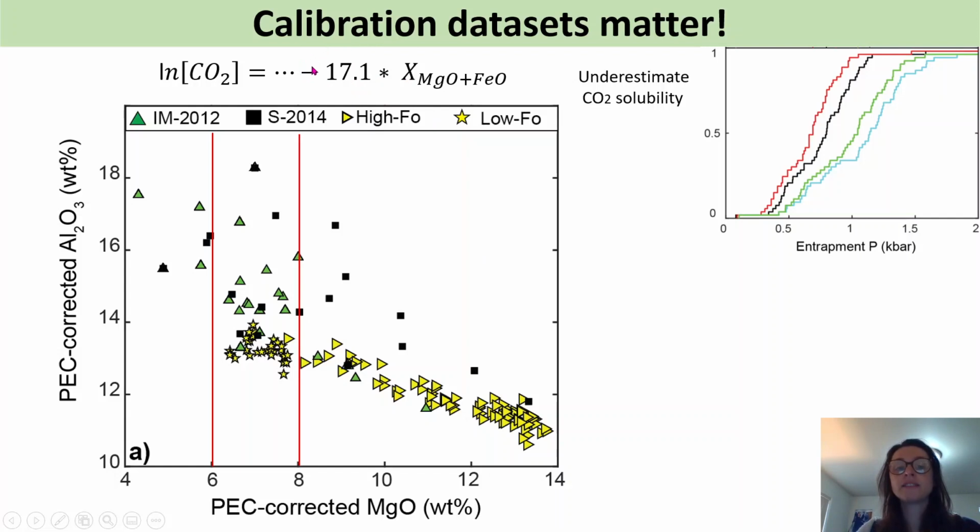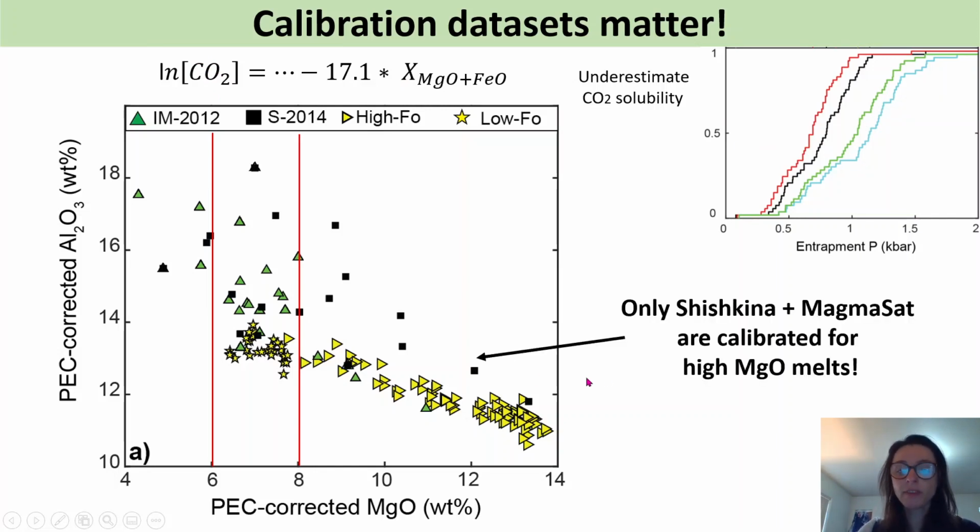So we're bringing the CO2 concentration that it's predicting down, and therefore the model has to predict a high saturation pressure. In contrast, Shishkina is calibrated to these higher magnesium contents, and these are relatively similar in their aluminum contents as well. And MagmaSat contains the Shishkina dataset in its calibration dataset. So these are really the only models which are calibrated for these high magnesium melt inclusions, and it's kind of nice that they predict reasonably similar results within model error.